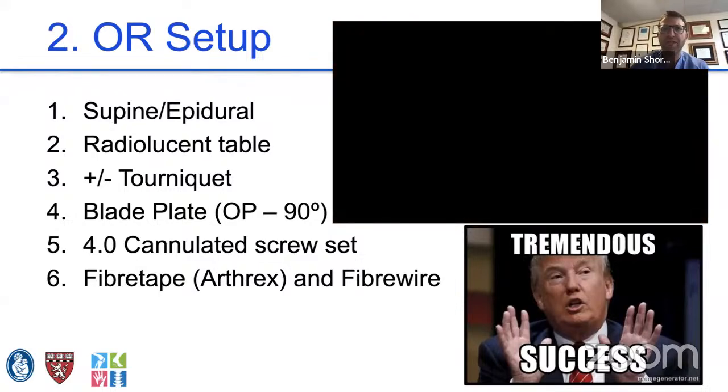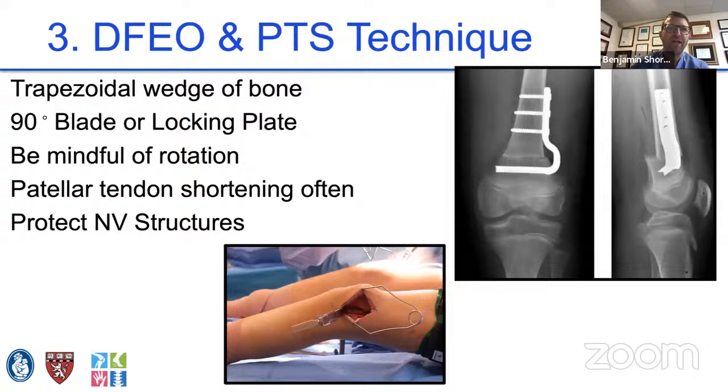We use the blade plate because that's easy to train trainees. I think doing it the way it's described by Ben Joseph is also just as powerful. We use the 4.0 cannulated drill set primarily just for the 2.7 cannulated drill bit, and that allows me to create a cerclage with fiber tape to do my patellar imbrication. And these are some images of what it looks like.